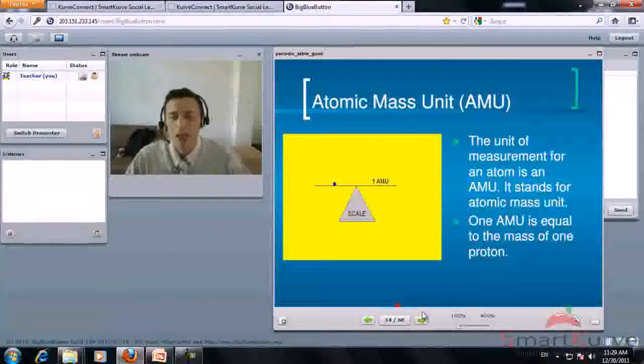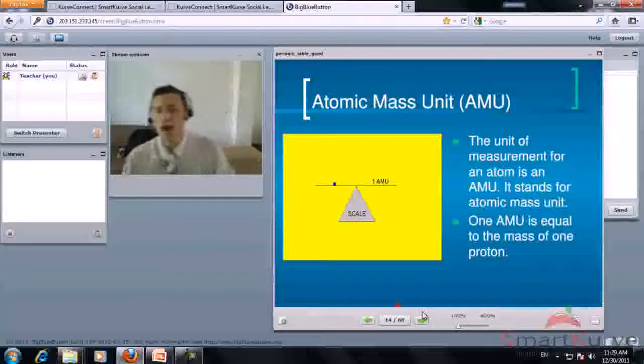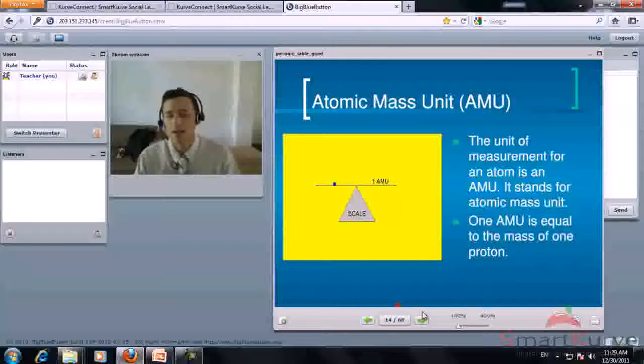Okay, let's move on. The atomic mass unit. The unit of measurement for an atom is AMU, atomic mass unit. It is equal to the mass of one proton.